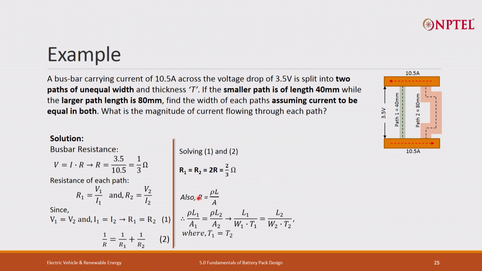Now you know what R is, and from that you can find out rho L1 by A1 = rho L2 by A2. L1 you know, L2 you know, T1 = T2, that also you know because the thickness is the same, T. So, you can find out W1 and W2. So, L1 by W1 equal to 2 by 3, so 48, and W1 is 61. Once you know W1 you will find out W2 also.